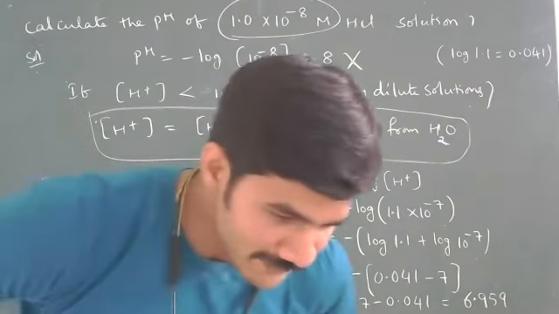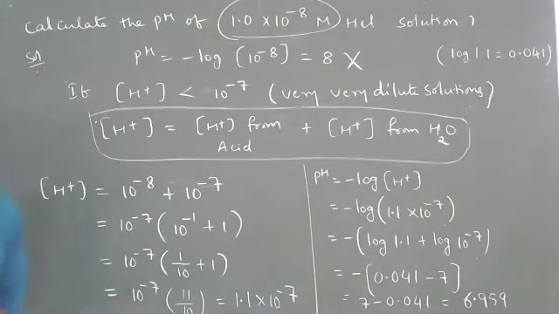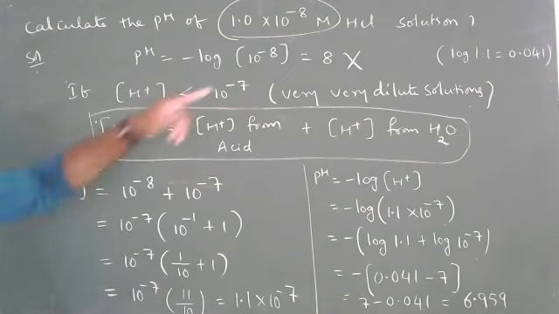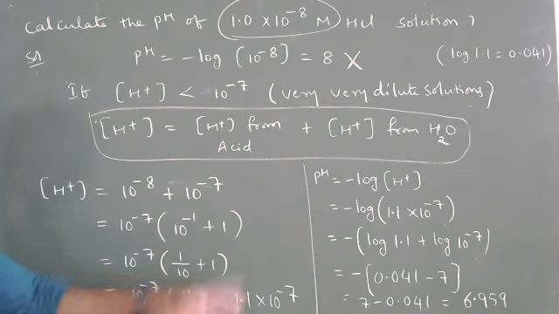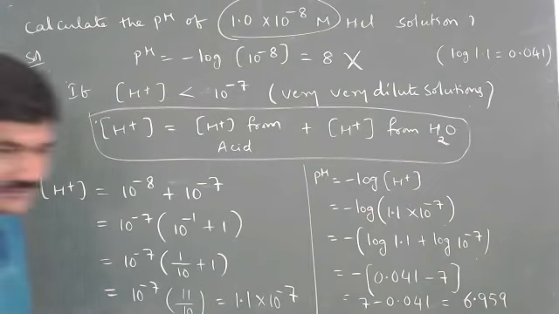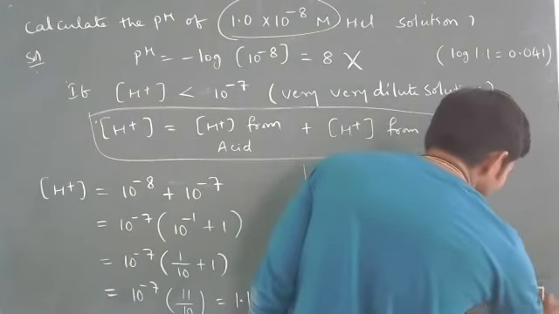We can split 1.1 as 1 plus 0.1. Yes, we can do that also. That will be simple actually compared to this. Here you should know the log 1.1 value. If I simplify this, 10⁻⁸ plus 10⁻⁷, taking 10⁻⁷ common, is very easy. So final answer is what? 6.9, which is less than 7.